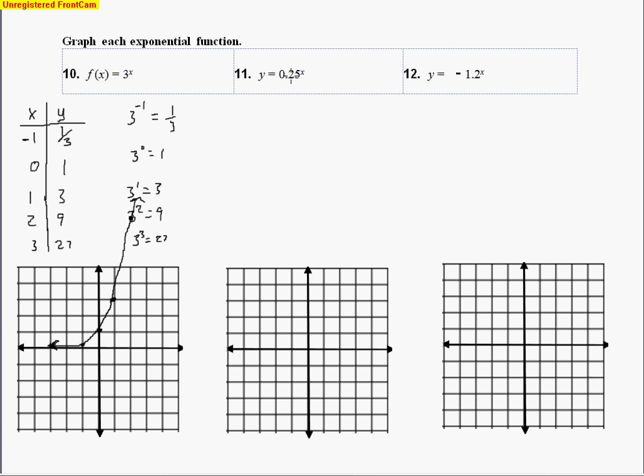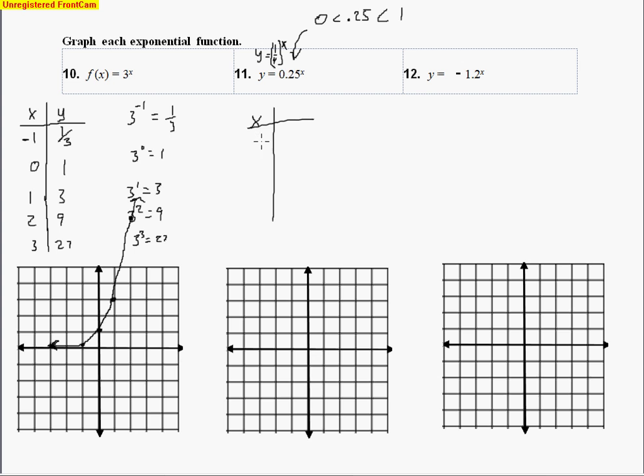So on this one, though, it's 0.25. You see how 0.25 is between 0 and 1. So 0.25 is between these numbers. When it's between those numbers, it's going to do something different. So let's take a look at it. Remember, 0.25 is like a quarter. It's the same thing as saying y equals 1/4 to the x power. So I'll go ahead and write that as well.